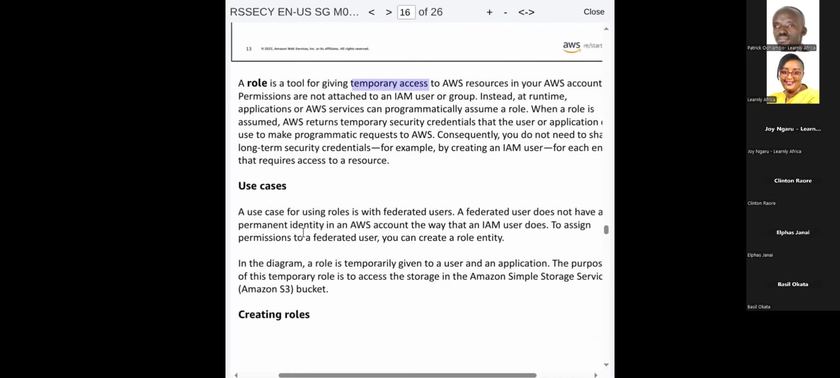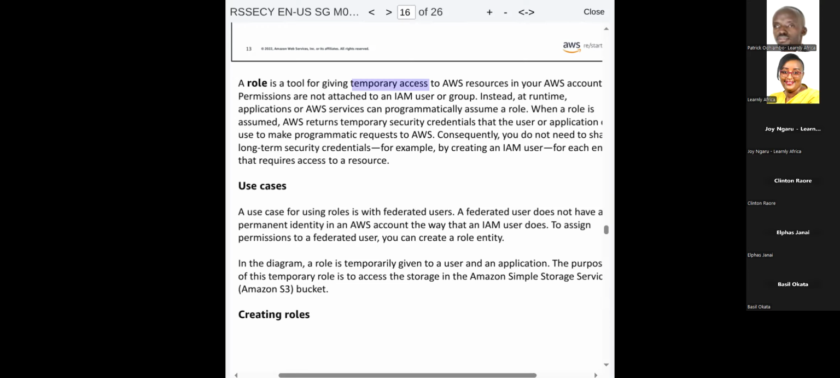A use case for using roles is with federated users. A federated user does not have a permanent identity in an AWS account the way an IAM user does. To assign permissions to a federated user, you can create a role. For example, we said a federated user is people who are using sign in with Google, sign in with Facebook, sign in with GitHub, sign in with Microsoft. We are the federated users.